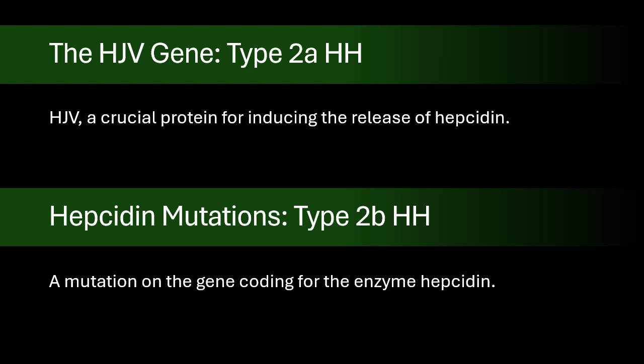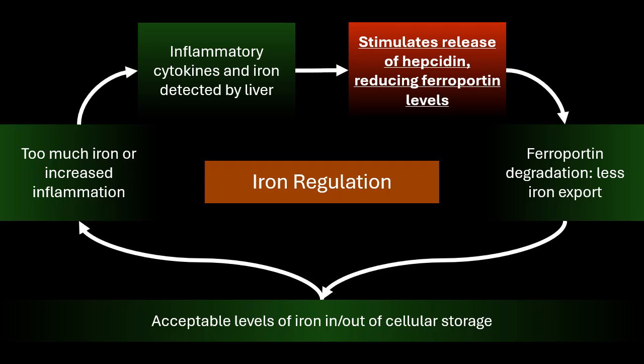Now, while these two might not seem to have that much in common, they're grouped together because type 2A and type 2B both are early onset. Their symptoms will appear, unlike other forms of haemochromatosis, before the age of 30. And going back to our iron regulatory diagram, we can see that they both affect the release of hepcidin, which means that the body can't effectively regulate ferroportin levels.